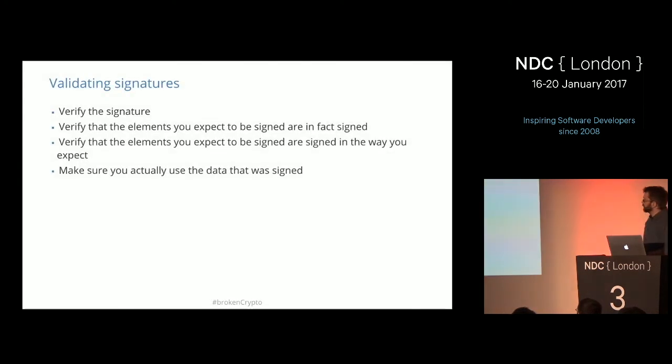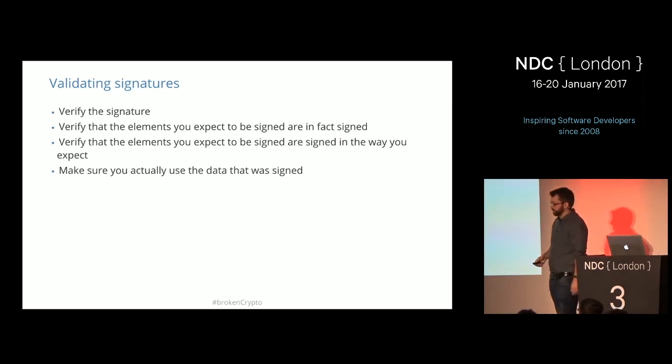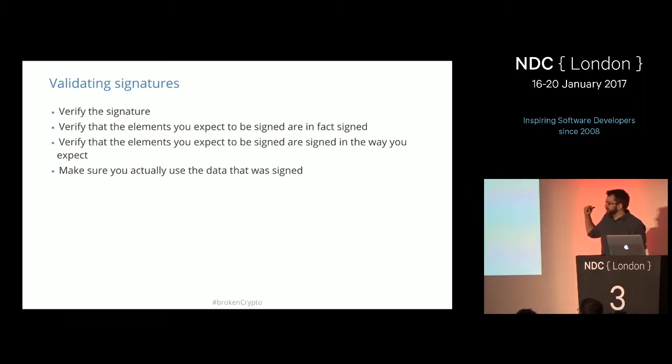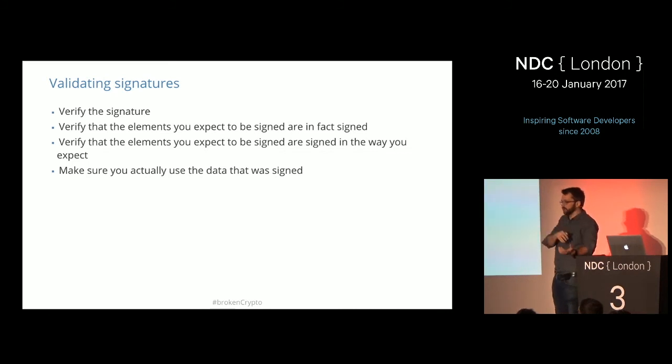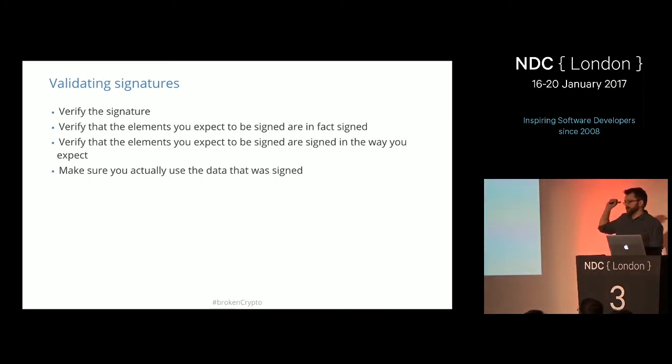So if we're going to use signatures, we should first verify that the signature is correct. Then we need to verify that the elements we expect to be signed are in fact signed. So we don't have this where we can move stuff around in the XML. And then we have to ensure that they're signed in the way that we expect them to be signed. So someone hasn't altered the signing algorithm to be something completely different. And then make sure we actually use the data that was signed.